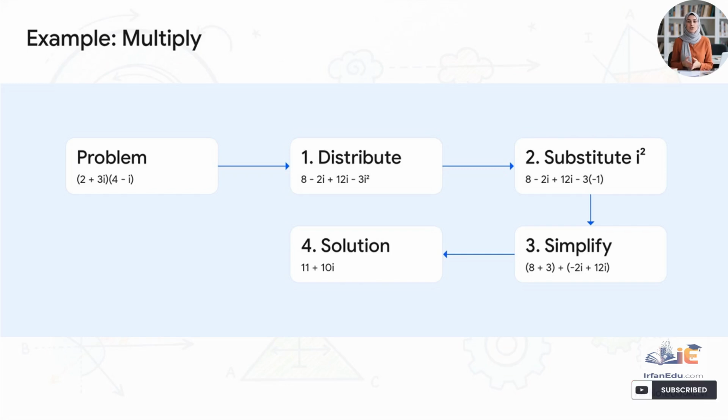Ah, and there it is. That's the key moment. We see that i squared, so we substitute it with −1. That turns our −3i² into a +3. Now, we just combine our like terms. 8 + 3 is 11, and −2i + 12i is 10i. So our final answer is 11 + 10i.